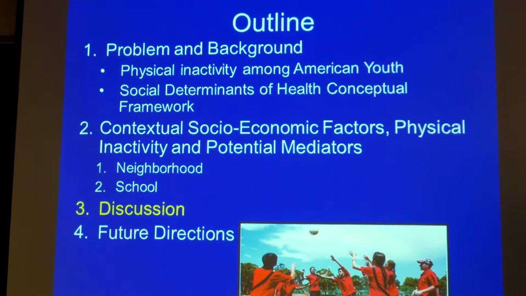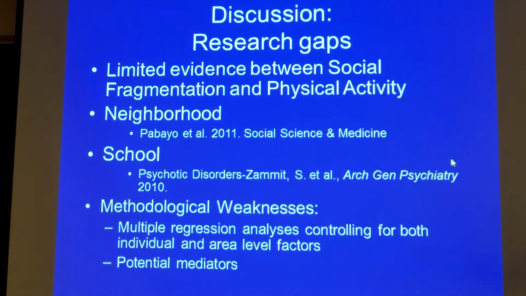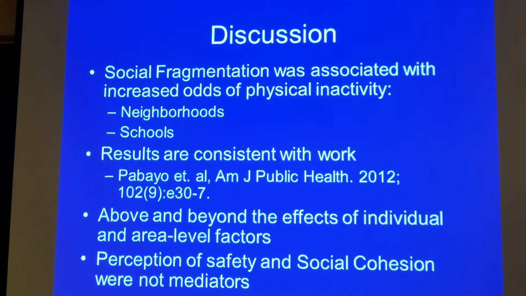So in terms of discussion, this is the research gaps. I just want to remind you what it was trying to address. Social fragmentation was associated with an increased odds of being physically inactive in neighborhoods and in schools. These results are consistent with previous work I've done that was published in 2012 among Quebec mothers. Those Quebec mothers who lived in neighborhoods that were high in social fragmentation were significantly less likely to choose walking as a form of exercise.